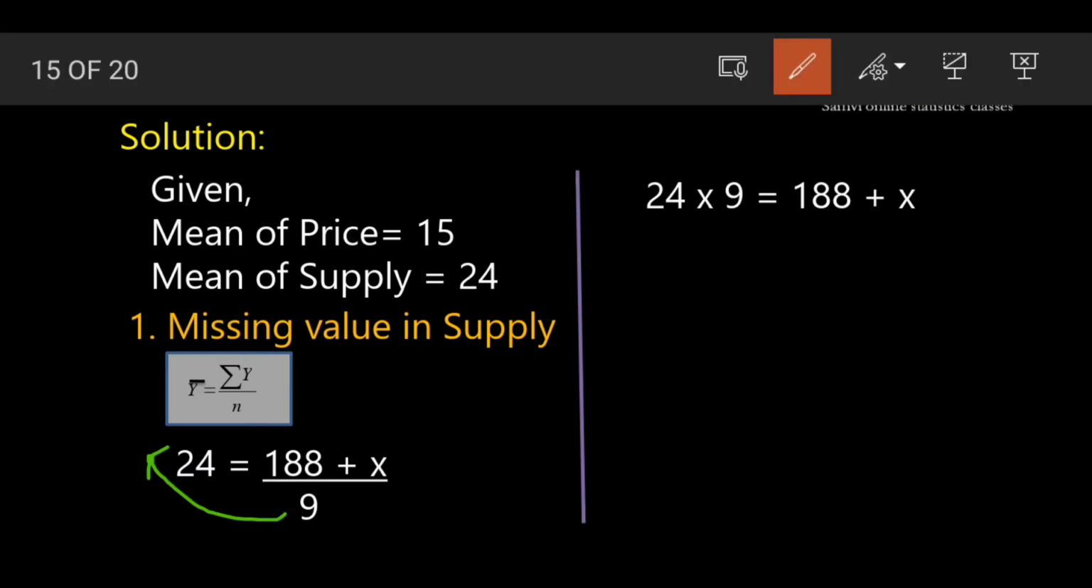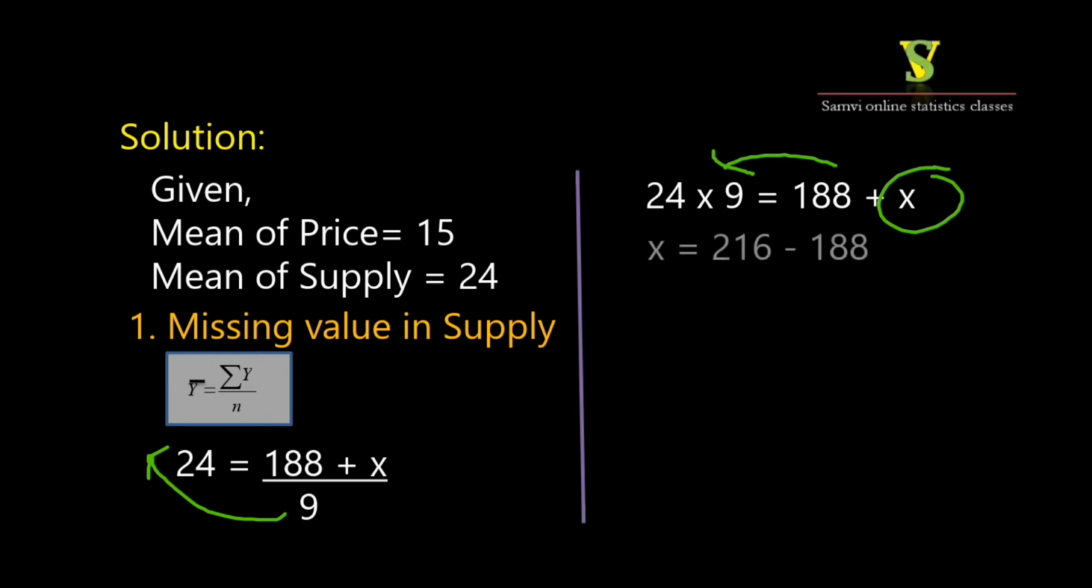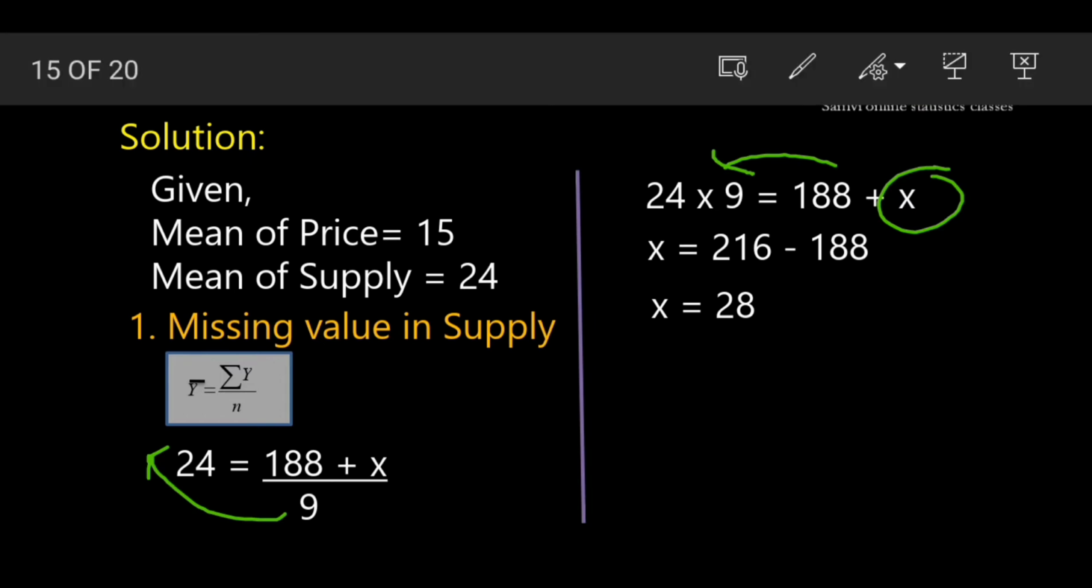Here our interest is to find x. So 188 will be shifted to the opposite side. Here it is plus; if it is shifted to the opposite side, it becomes minus. So x is going to be 216 minus 188. If I simplify here, I'll get x equal to 28. This is nothing but the missing value in the supply. So now substitute this missing value in the table.